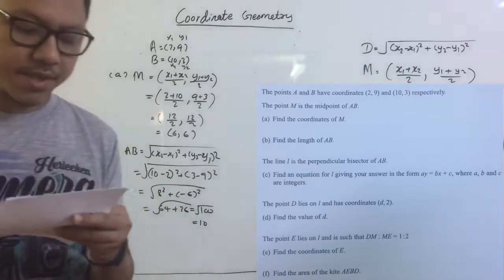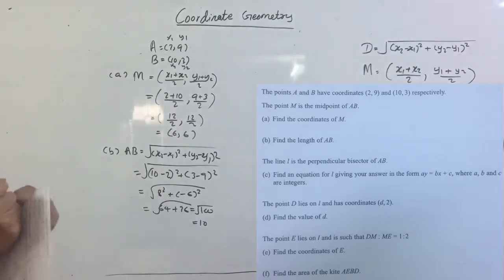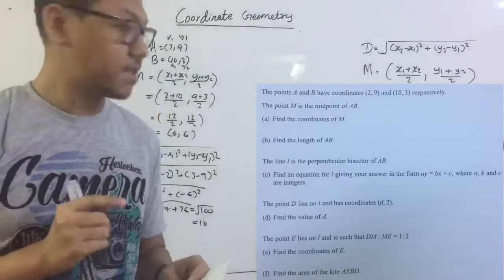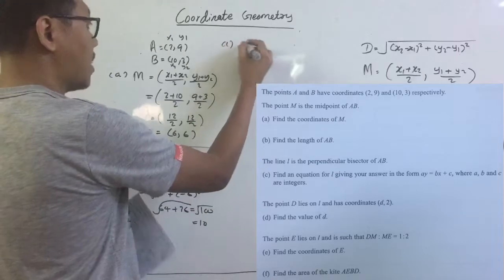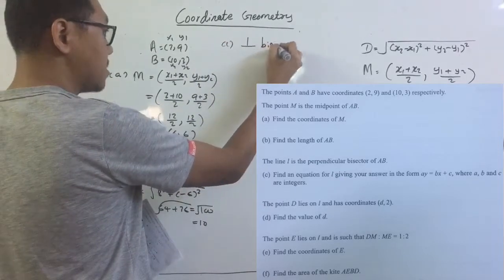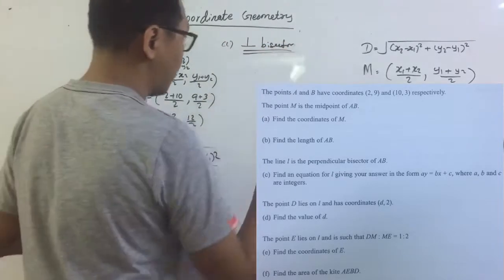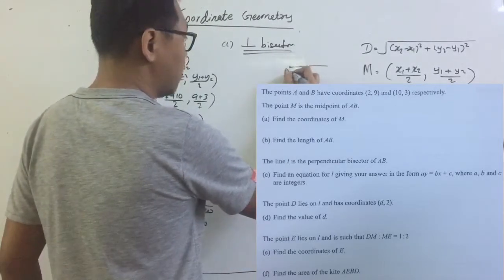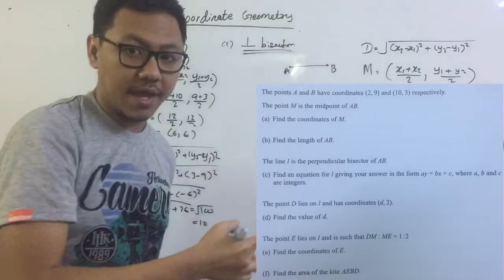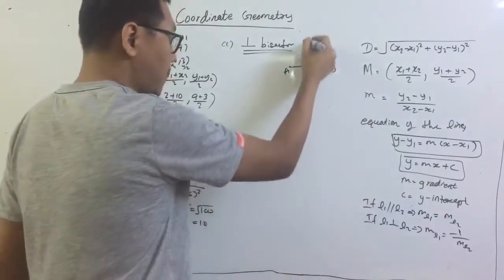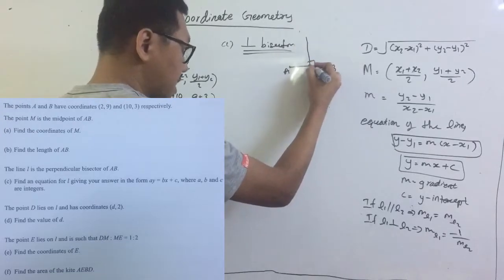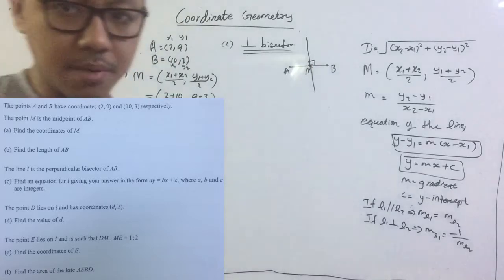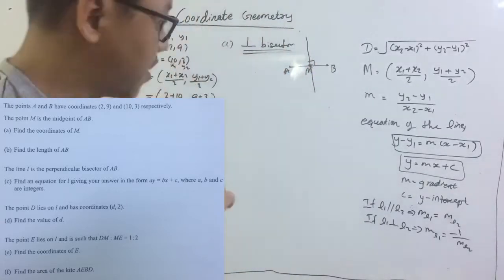10 with number B. And then number C. Before number C, they say the line L is perpendicular bisector AB. Here comes the perpendicular bisector. It's very important. I'm gonna write that down. Perpendicular bisector. So perpendicular bisector AB means, let's say here is A, here is B. It must be perpendicular and it must bisect, so it passes through the midpoint. So this has to be the midpoint. Always pass through the midpoint. So for a perpendicular bisector, we always use the midpoint when we find the equation of the line. This is very important.